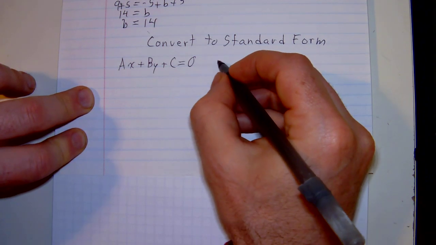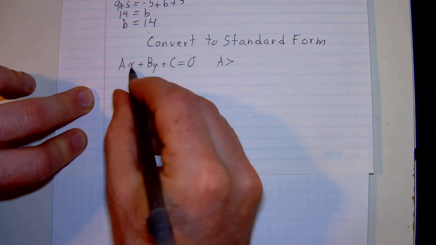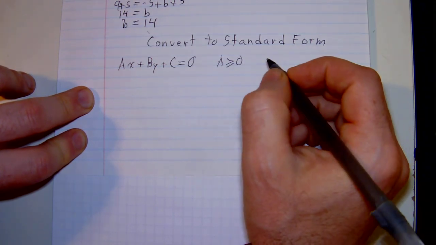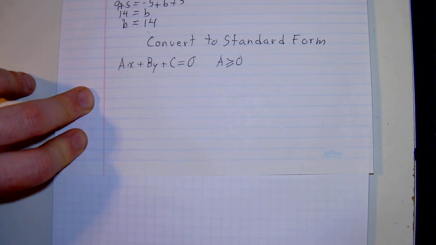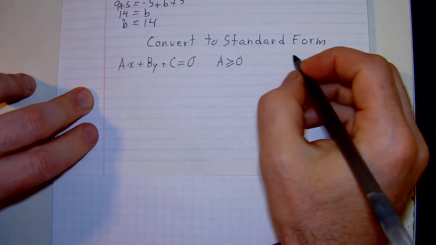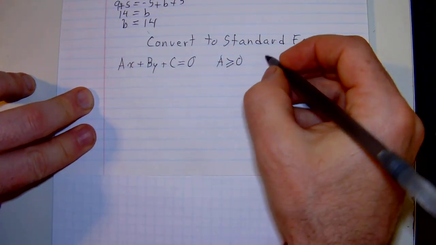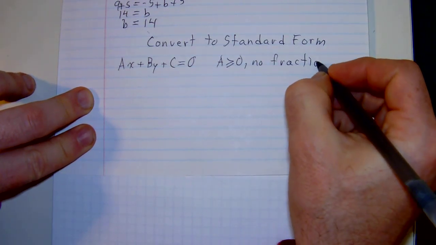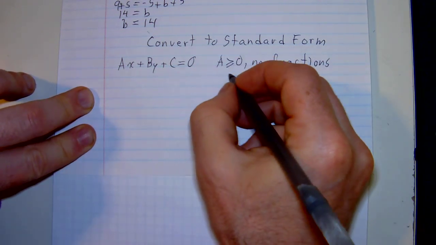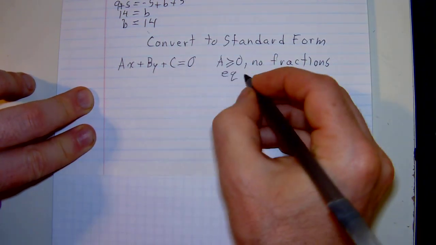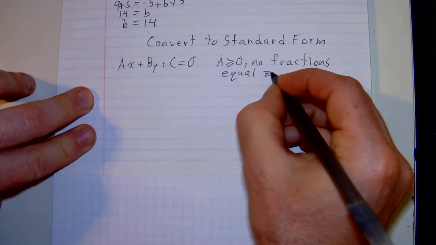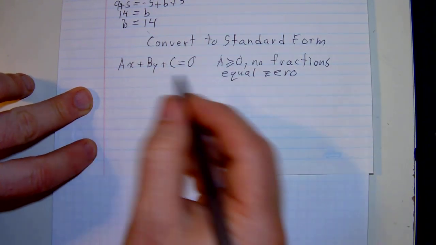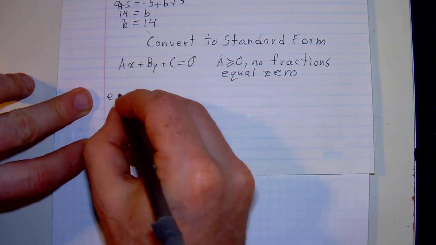Some people say that the coefficient of x, which here we're calling a, has to be positive or 0. I'm not super picky about that, but some people are. But what I am super picky about is no fractions. If you have fractions, it's not in standard form yet. And it has to be equal to 0. You can see that right in the equation, so we don't really have to write it, but I'm going to put it here anyway. So those are our rules for getting standard form. So let's look at an example.